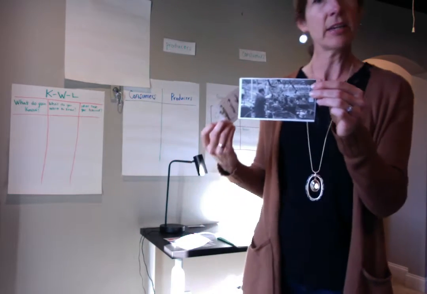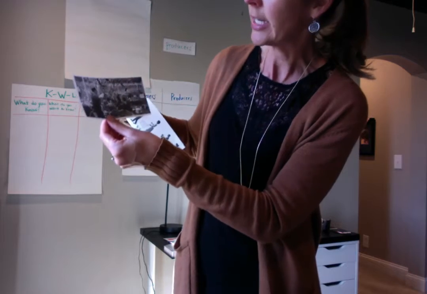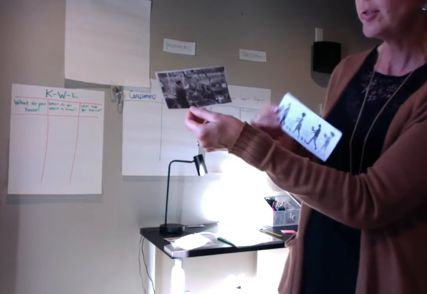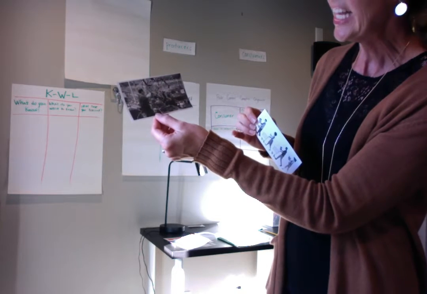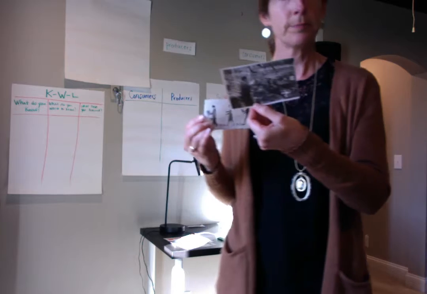Yeah, it kind of looks like a factory. What are some clues that made you think it was a factory? Oh, yes, it looks like an assembly line. You see people making things. Looks like they're making bicycles in this picture.